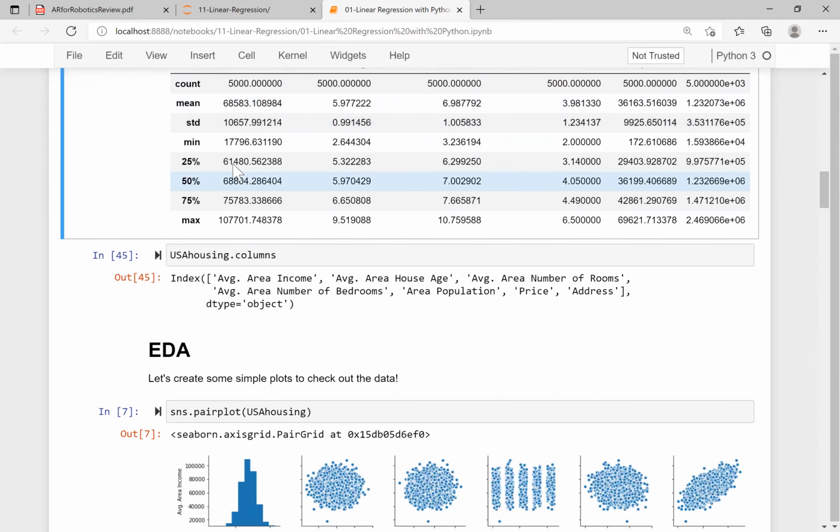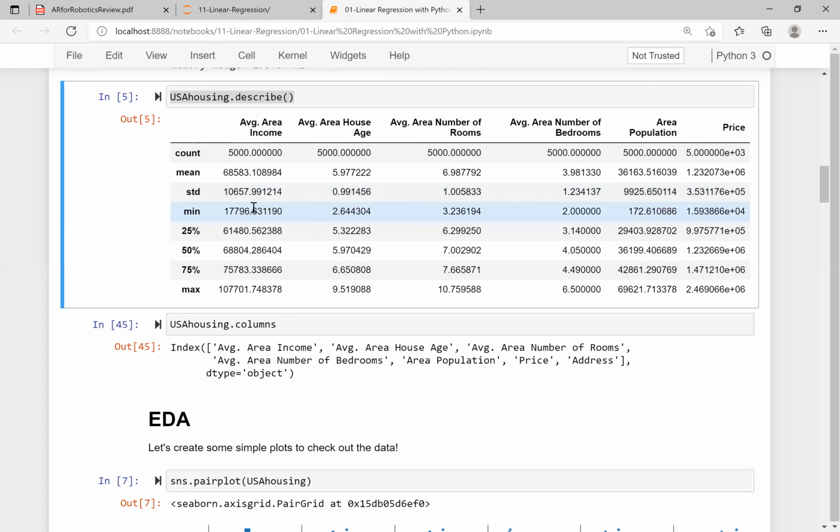Next, what is the minimum value? The minimum average income is $17,000, and the maximum value is around 1 million. Next is the 25% mark. If I sort these values, then the first 25% of people earn this much. Almost half of the population earns this much, and up to 75% of the population earns this much. This is a quartile, right?